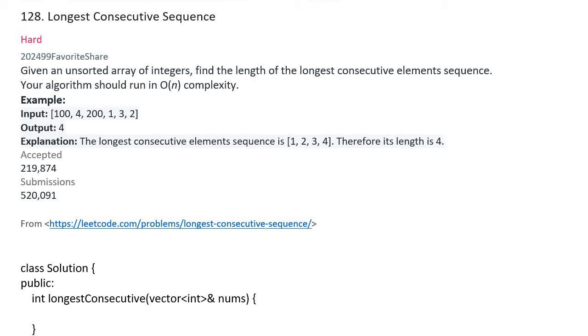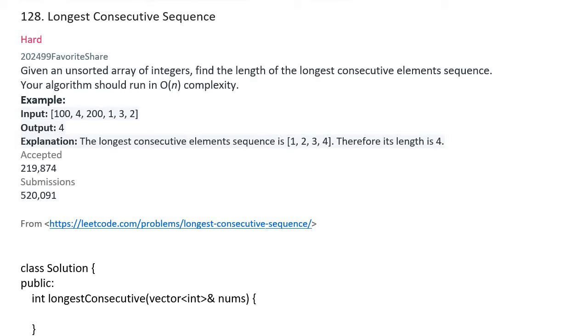Hello, today I'm gonna solve number 128, longest consecutive sequence. Given an unsorted array of integers, find the length of the longest consecutive elements sequence. Your algorithm should run in O(n) time complexity.